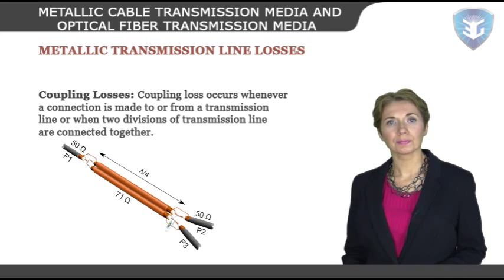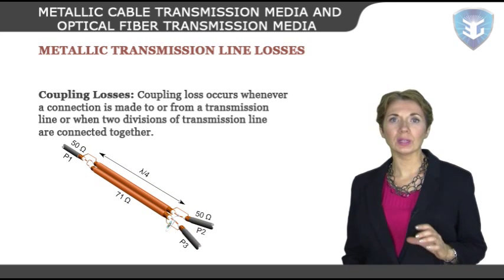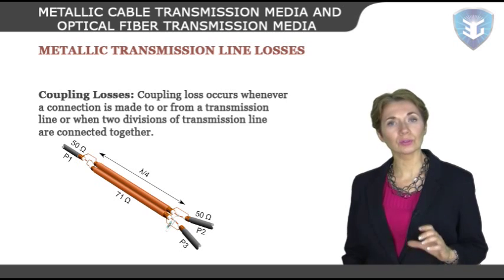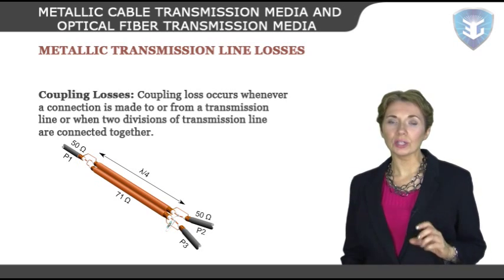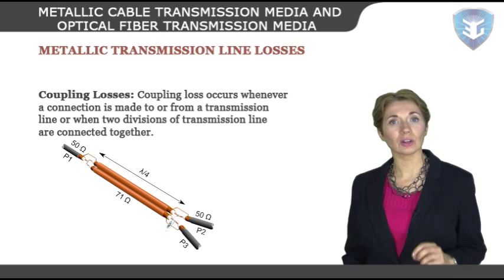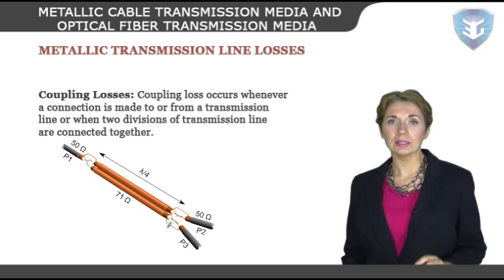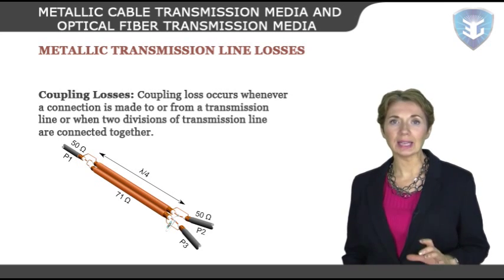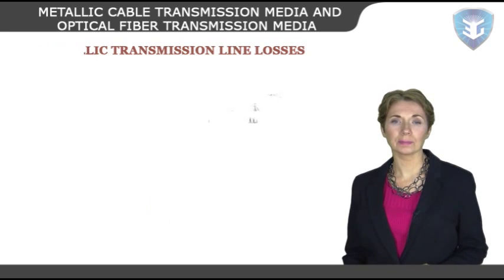Coupling losses. Coupling losses occur whenever a connection is made to or from a transmission line, or when two divisions of transmission line are connected together. Discontinuities are the locations where dissimilar materials meet, and they tend to heat up, radiate energy, and dissipate power.